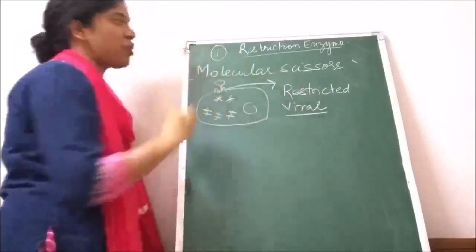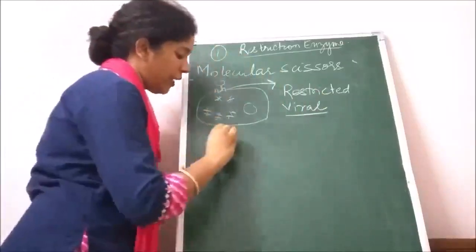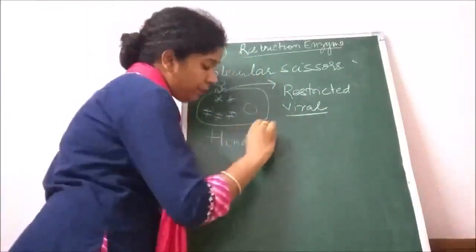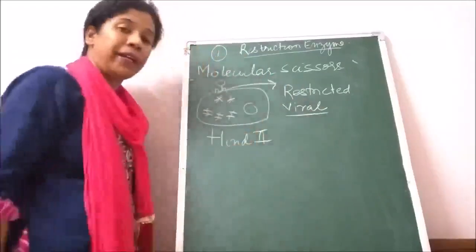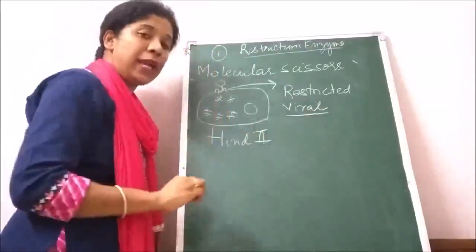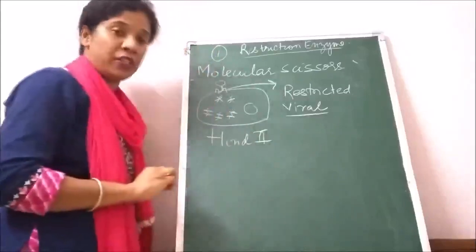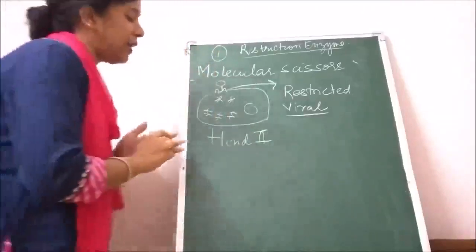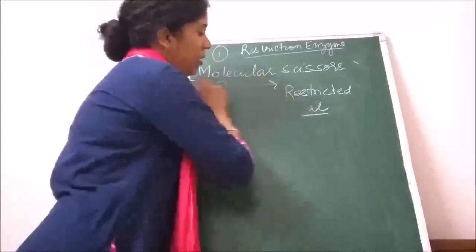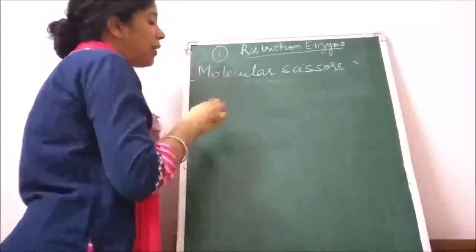Now, the first restriction enzyme which was discovered was Hind II. And it was found that the bacteria which were producing this enzyme were resistant to some of the viral strains. What happened is that these enzymes inspect the whole of the DNA.